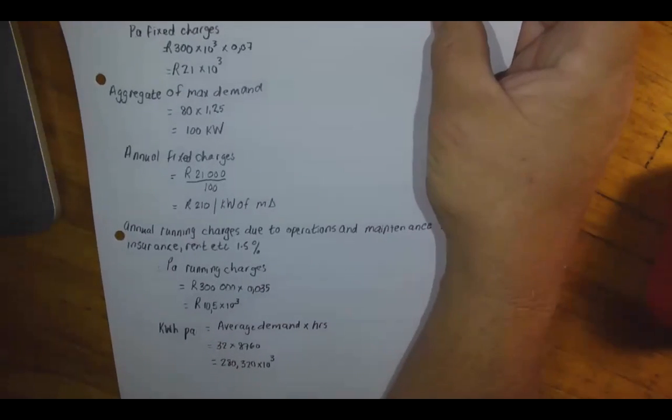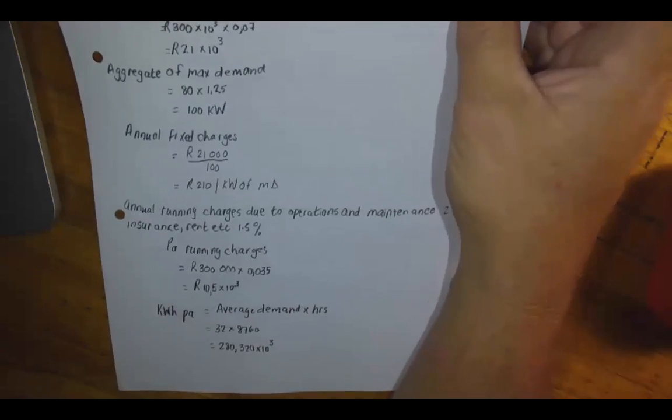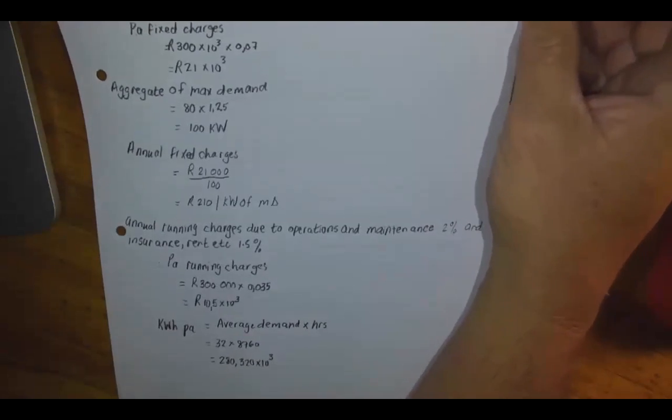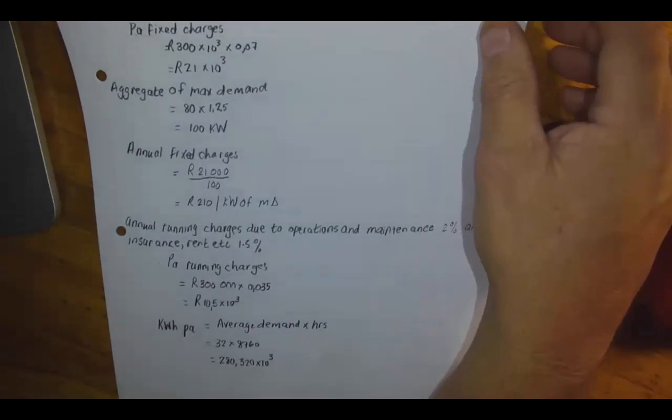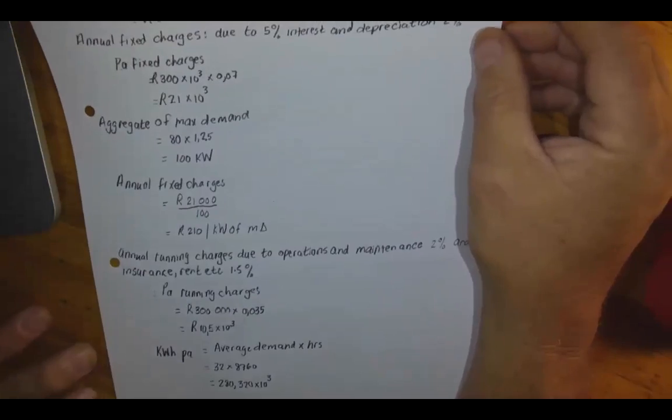Now, annual running charges due to operation and maintenance, insurance, and so on is 3.5%. So the per annum running charges is 300,000 times 0.035. That gives us 10.5 kilo. And the kilowatt hours per annum is the average demand times the hours, which gives us 32 times 8760, which is 280.32 times 10 to the power of 3.